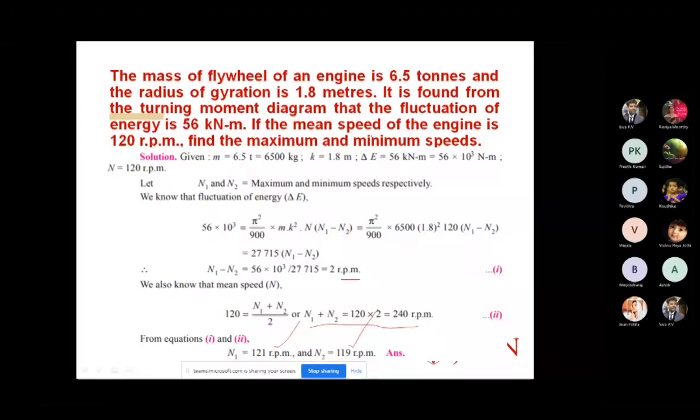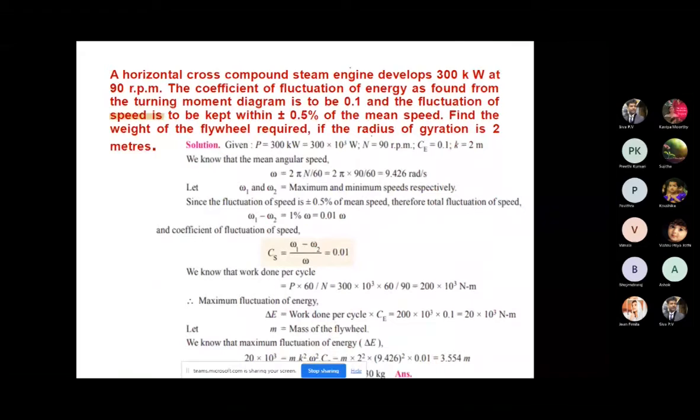So next problem. A horizontal cross compound steam engine develops 300 kilowatt at 90 RPM. The coefficient of fluctuation of energy as found from the turning moment diagram is to be 0.1, and the fluctuation of speed is to be kept within plus or minus 0.5 percent of the mean speed. Find the weight of the flywheel required if the radius of gyration is 2 meters. Right?